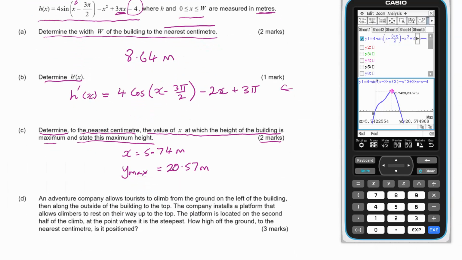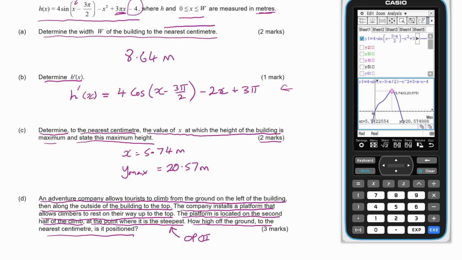So now let's look at part D. An adventure company allows tourists to climb from the ground on the left of the building, then along the outside of the building to the top. The company installs a platform that allows climbers to rest on their way up to the top. The platform is located on the second half of the climb at the point where it is the steepest, and that means that we're looking at an oblique point of inflection. How high off the ground to the nearest centimetre is it positioned?